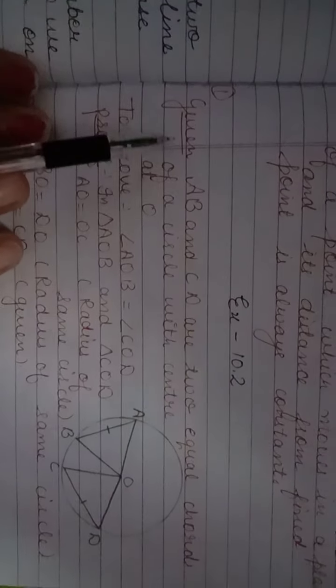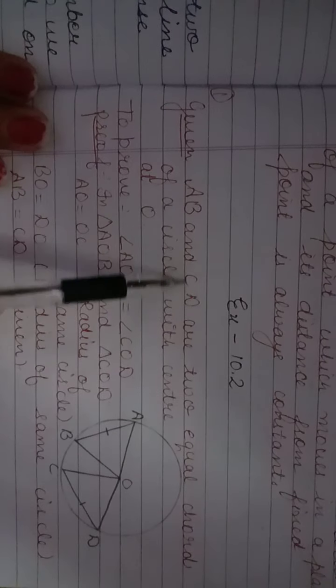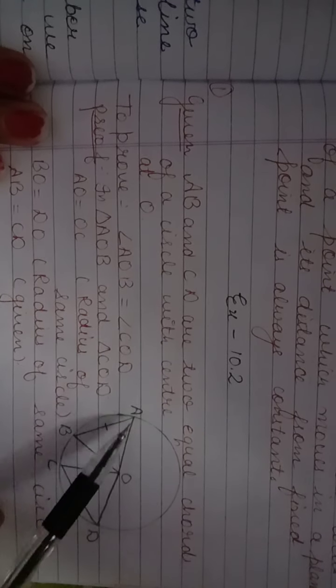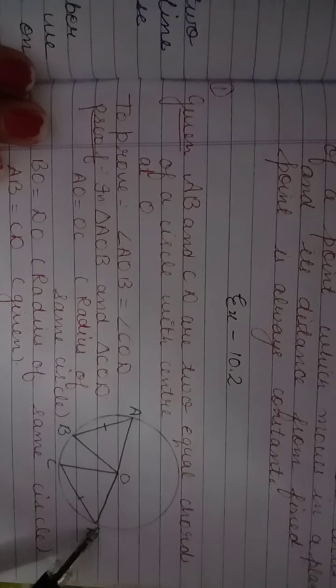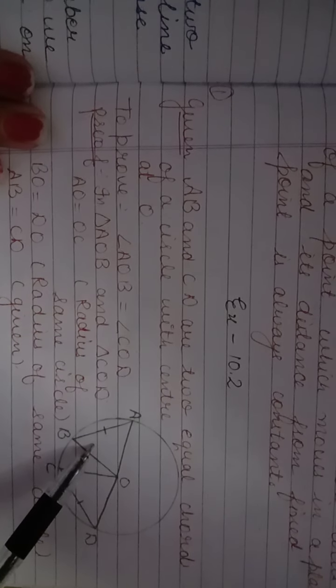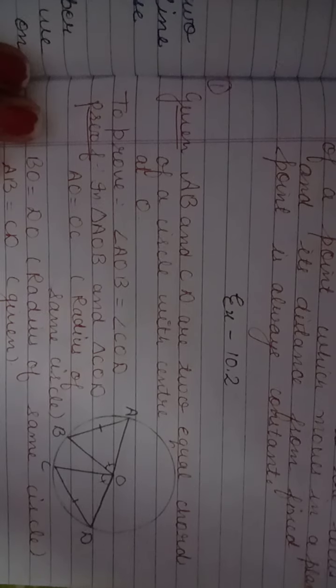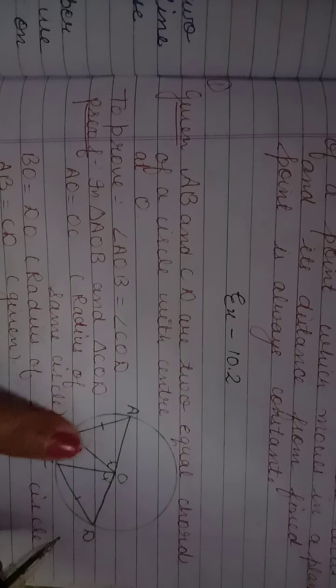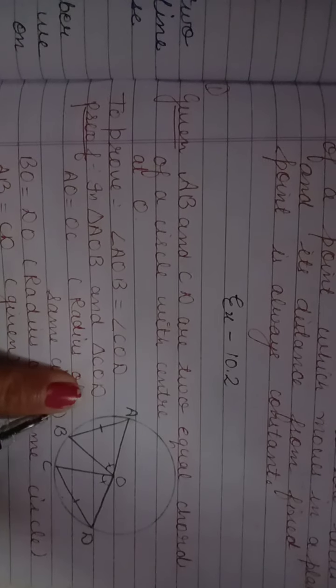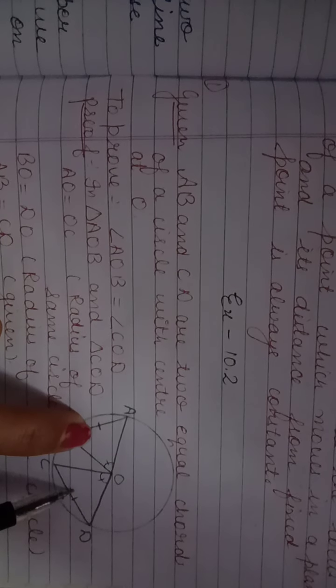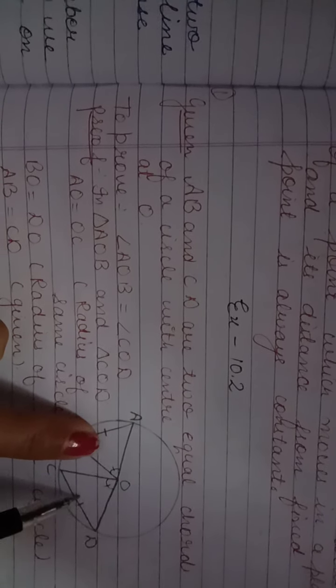So next, exercise 10.2. In 10.2, given that AB and CD are two equal chords with center O, you have to prove that angle AOB is equal to angle COD. These two angles are equal. So we are going to prove it using our previous result, congruency of triangles. And how to do it?